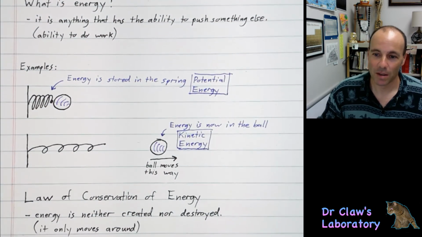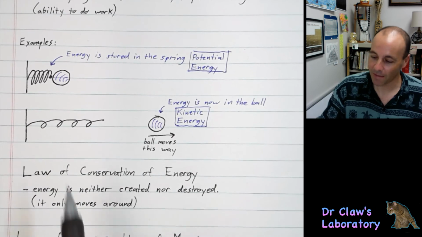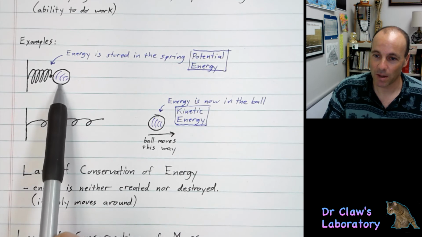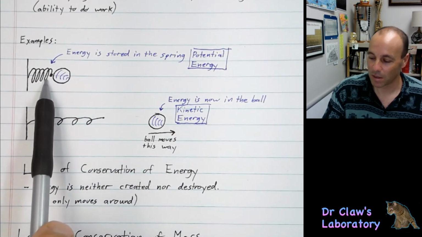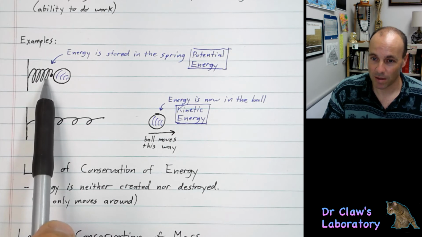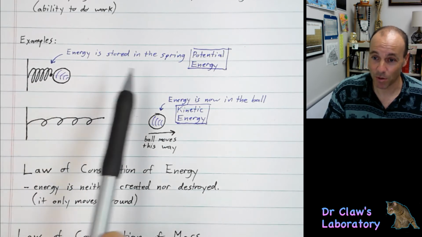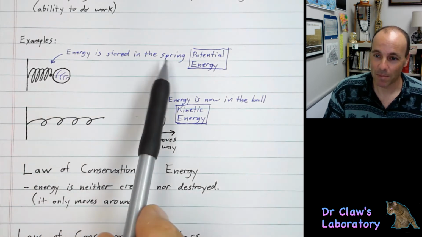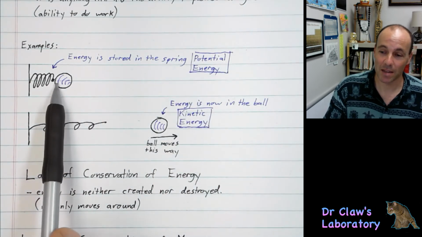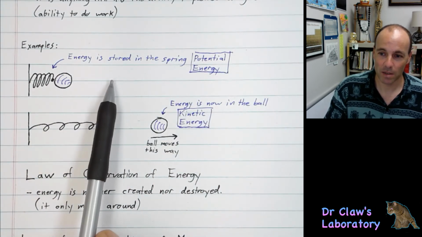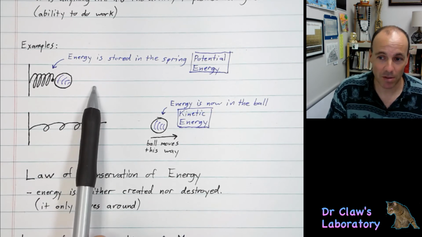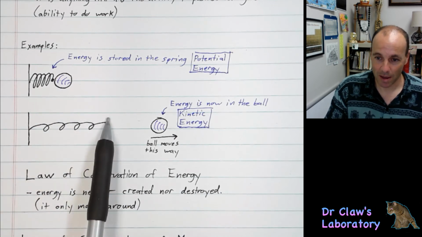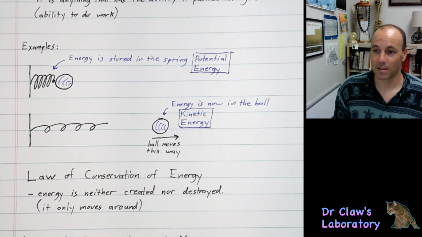So here's an example. You have a compressed spring with the ball attached right here. Now I would say that there is energy stored in this spring because this has the ability to push something. If that spring is released, it will push that ball. Now, I'm going to call this potential energy because it has the potential to move something else. It's not moving yet, but it has the potential to move something. If we release this spring, it's going to do that, and all of a sudden the ball is now flying.